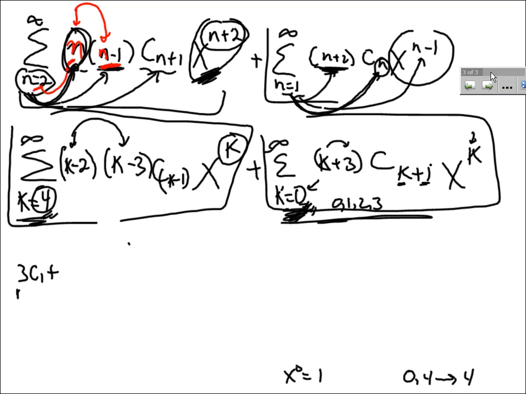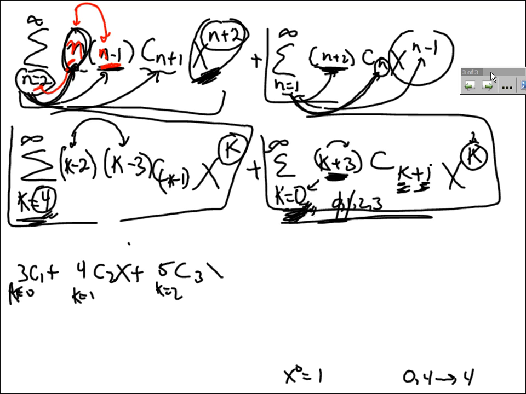This was where k is 0. Now k is 1. So 1 plus 3 is 4, and 1 plus 1 is 2, and x to the 1, which is just x. And now k is 2. I did 0 and 1. 2 plus 3 is 5, and 2 plus 1 is 3, x squared. And now k is equal to 3.